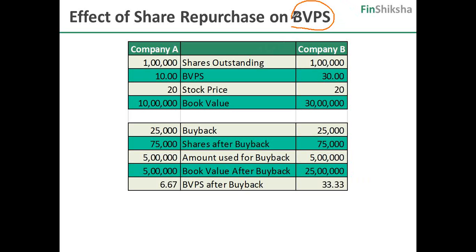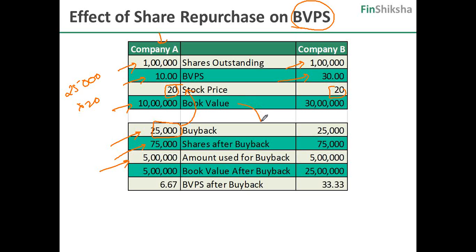The final point, which is an important concept that comes again and again, is to understand the effect of share repurchase on book value per share. For that purpose, we have taken two companies, 100,000 shares outstanding for both. Book value per share is different because book value is different. Stock price in the market is the same, $20. You are buying back 25,000 shares out of the 100,000 shares, which means shares after the buyback is 75,000. Amount used for buyback will be 25,000 multiplied with the market price. So 25,000 into 20, which is 500,000. That's what you have used for buyback.